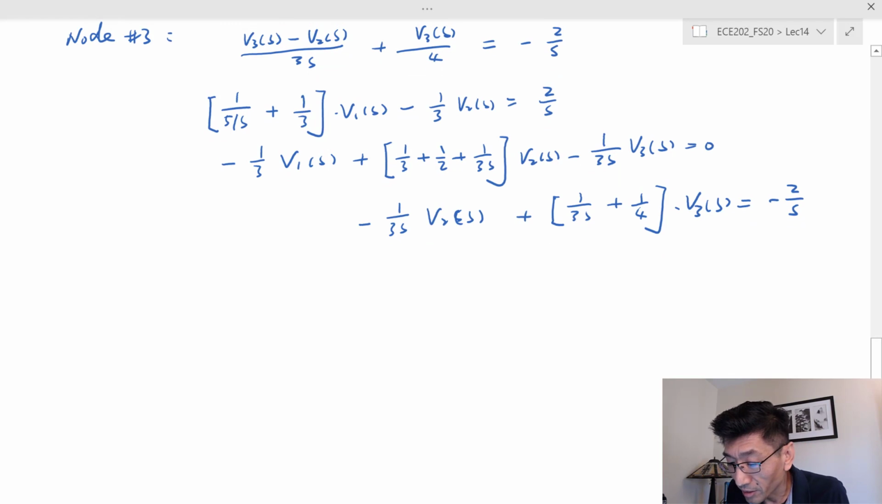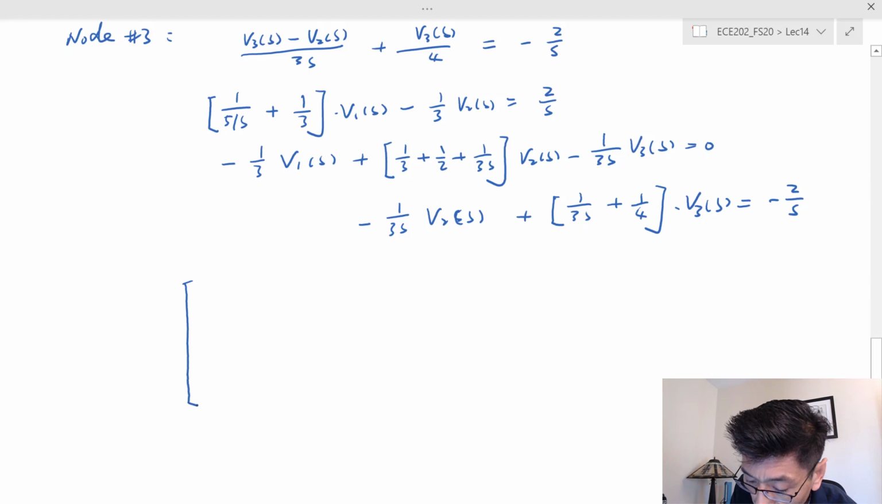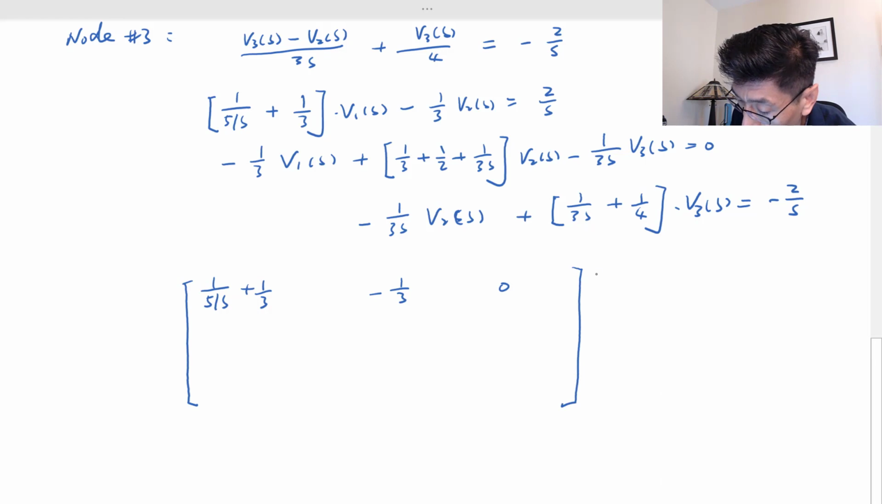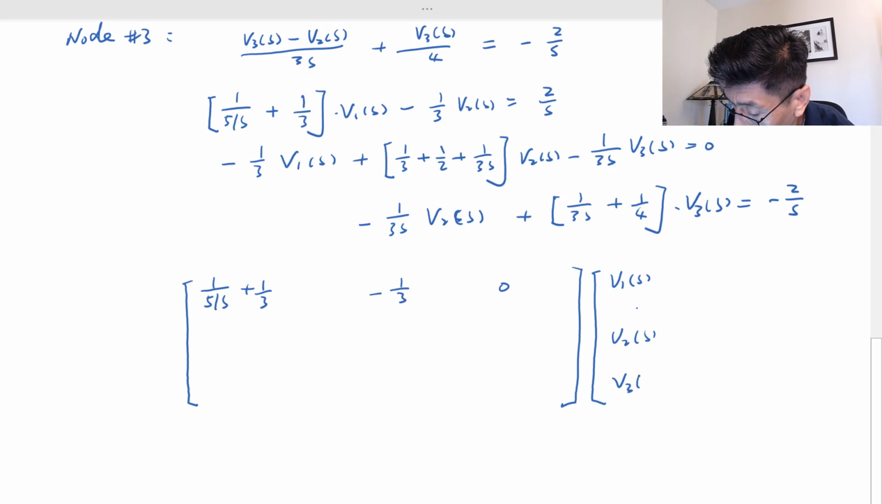Or you can formulate this into matrix form. In matrix form, we would have the 3 by 3 matrix, right? The first element is 1 over 5 over S plus 1 over 3. The second element is negative 1 over 3. The third element is going to be 0. This times V1, V2, and V3. These are the unknowns, right?